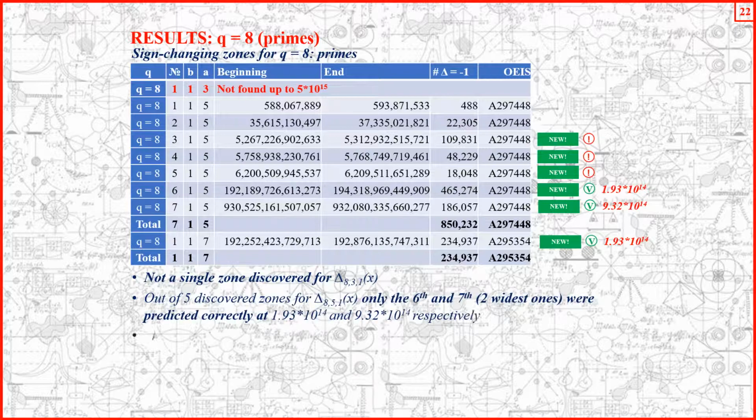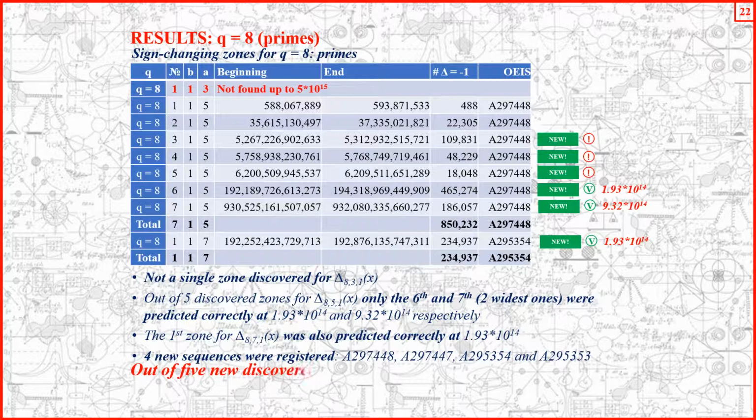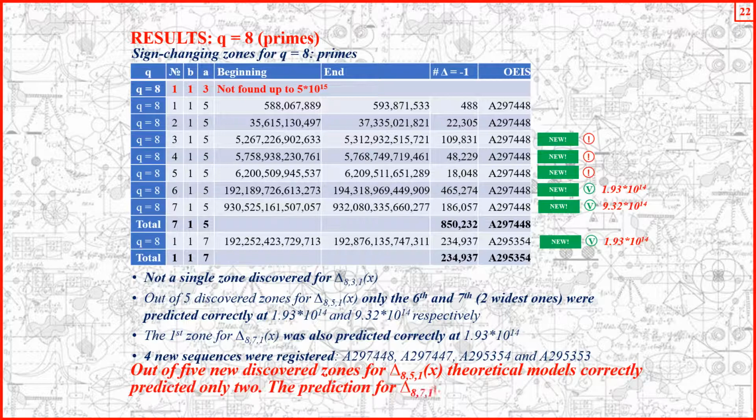Third, out of 5 new found zones for 1 versus 5 Modulo 8 race, only 2 last zones had been predicted correctly. Theoretical models failed to predict the 3 smaller zones that occurred before the 2 larger ones. This really needs theoretical explanation and possible revision of used models.